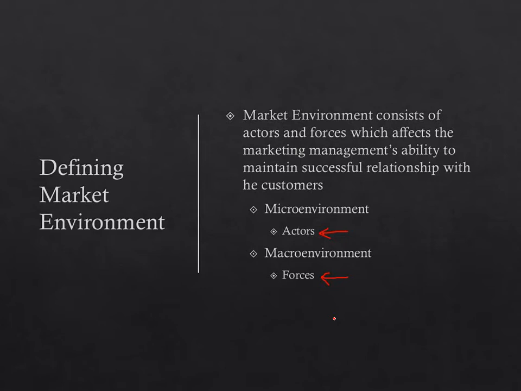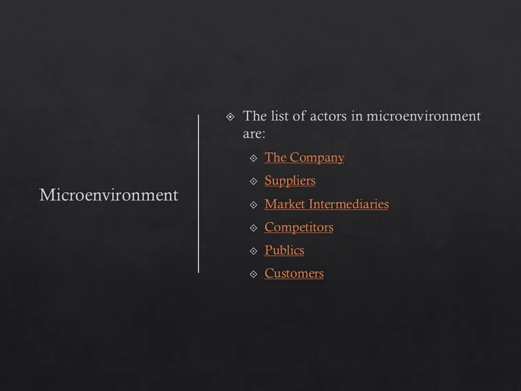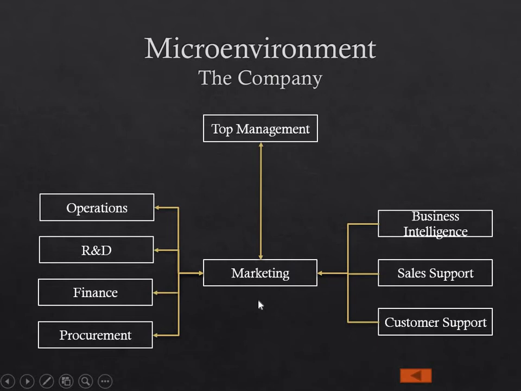Now when we talk about the micro environment, there are different types of micro environments. One is the company, then there are suppliers, market intermediaries, competitors, publics, and then customers. When we talk about the company, we specifically see the structure. I'm not trying to explain the structure of the company here, but this is what happens: there is a certain hierarchy in any company, or in any large organization.